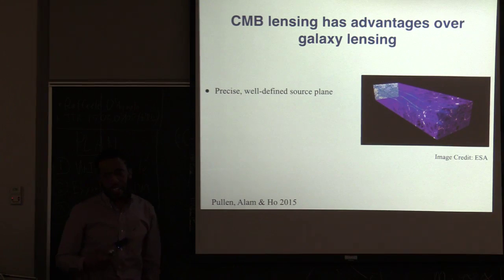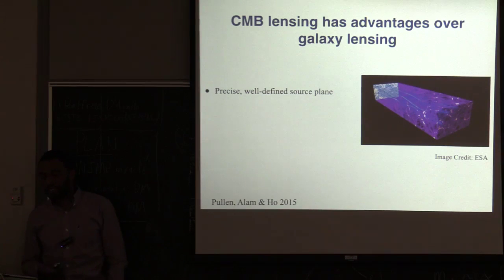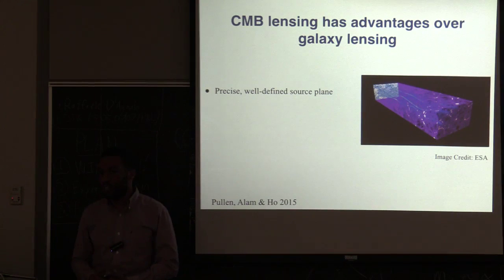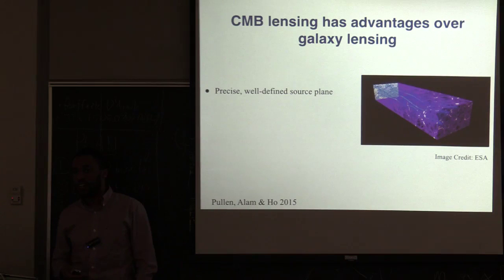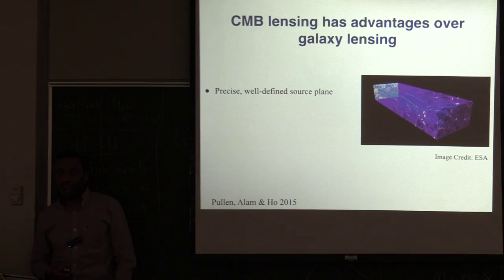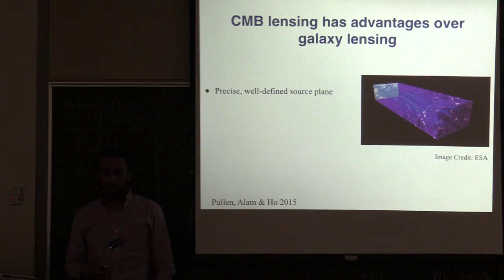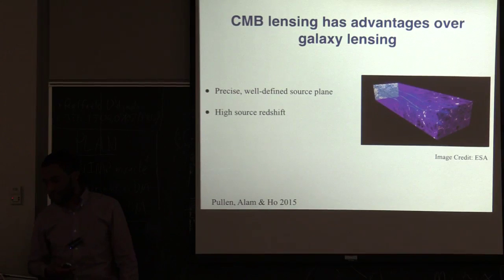For one, it has a precise, well-defined source plane. We know the redshift of the CMB is 1100. It's very precise. Specifically compared to gravitational lensing of background galaxies, which are measured just using imaging data, and so the redshifts from these studies are very uncertain, and so they will affect the measurements that you actually make for lensing.